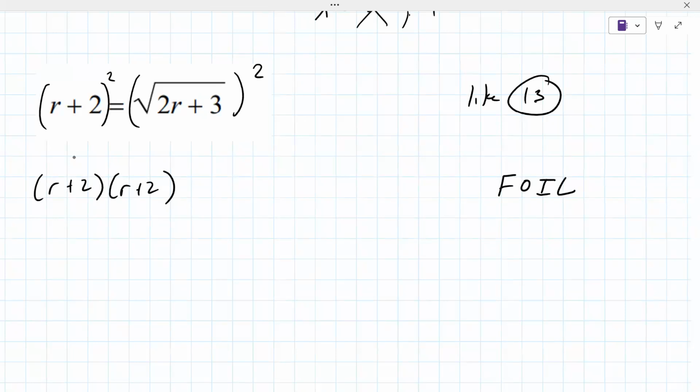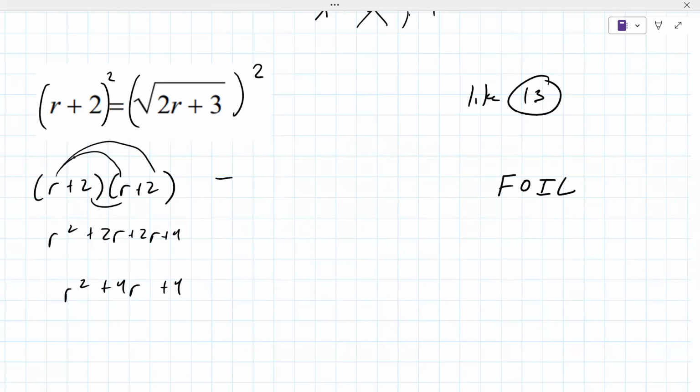Remember the FOIL acronym? R times the R and the R times two, and the two times the R and the two times the two on the bottom. Yeah. So we get r squared plus 4r plus 4 equals, it just undoes all that.